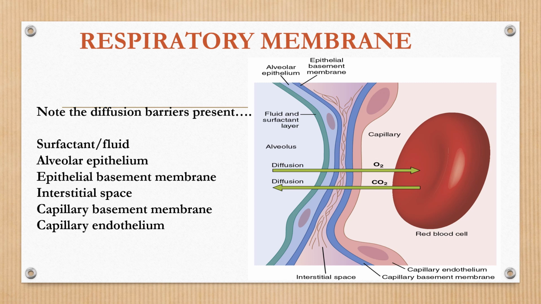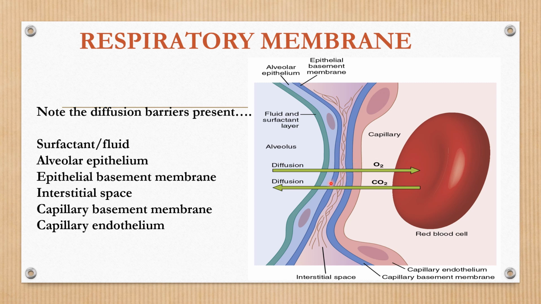And now we'll see what this respiratory membrane is. It separates the capillary blood from alveolar air. The exchange of gases occurs between capillary blood and alveolar air, so the gases have to be exchanged through this respiratory membrane. So what are the layers of the respiratory membrane? This is a very important question.